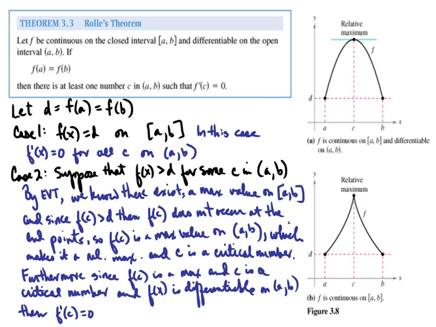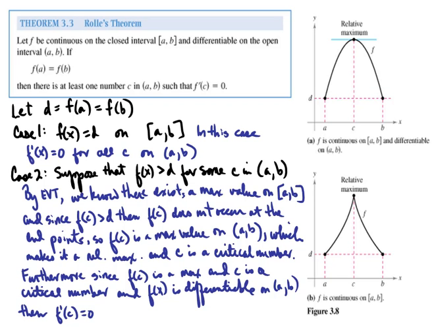Now, since we've assumed that f of c is greater than d, there's some value within that interval that's above the endpoints. Then f of c doesn't occur at the endpoints, and so our f of c is a maximum value on the open interval, and that makes it a relative maximum value. Furthermore, c is going to be a critical number, because a relative maximum always occurs at a critical number. So c has to be a critical number.